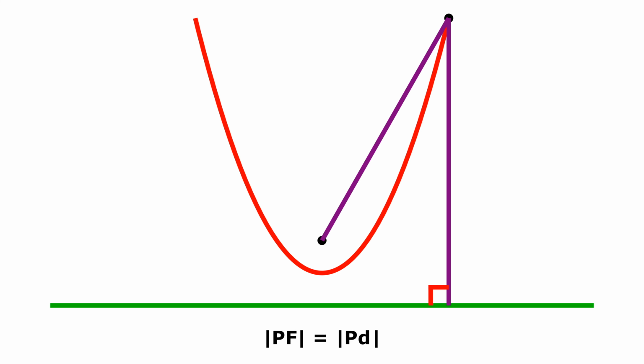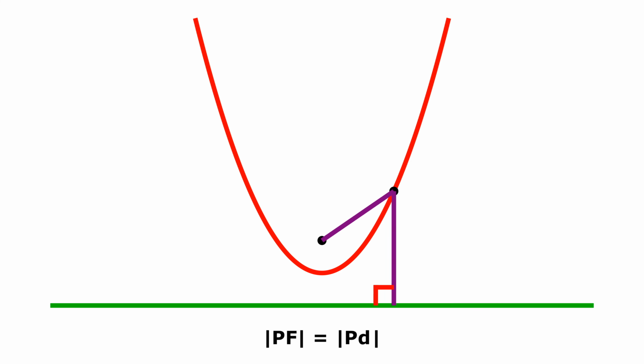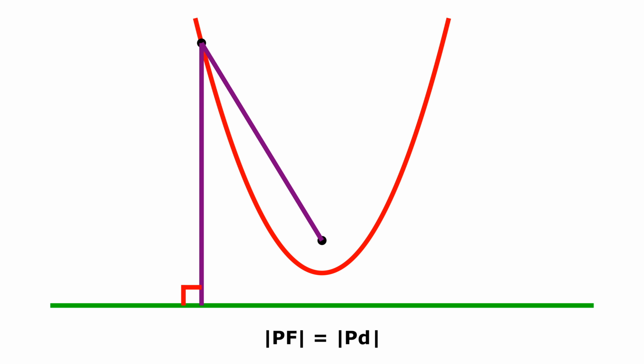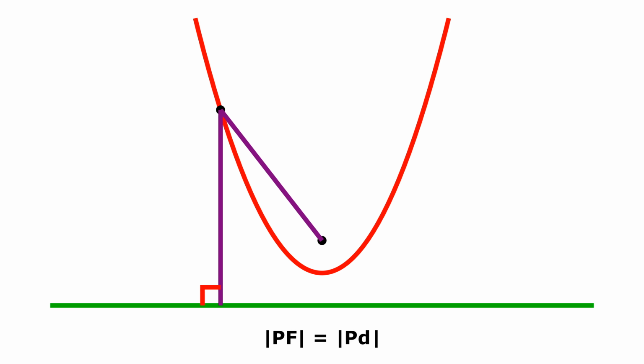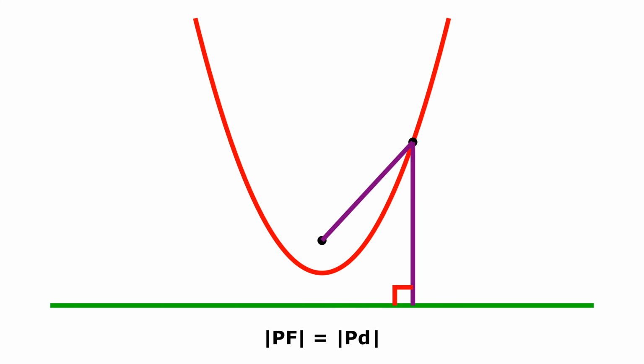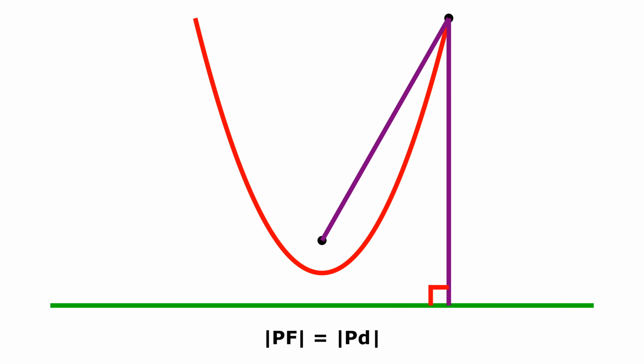Parabolas are used in physics to describe the trajectory of projectiles under the influence of gravity, such as cannonballs or shells. When a projectile is launched with an initial velocity at an angle to the horizontal, its path follows a parabolic trajectory due to the constant pull of gravity acting on it.